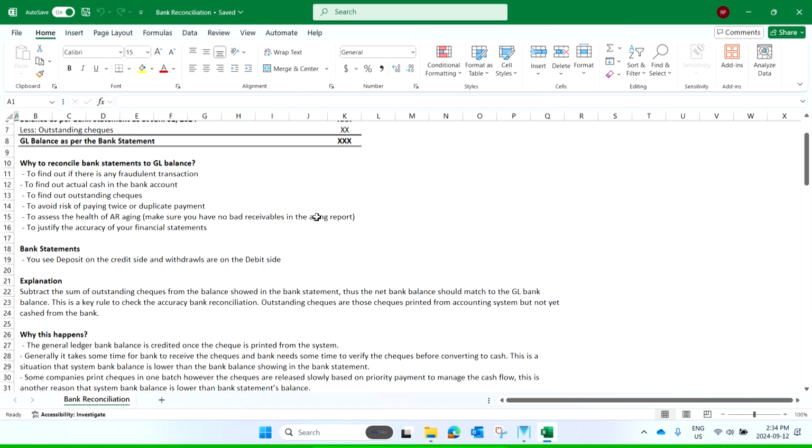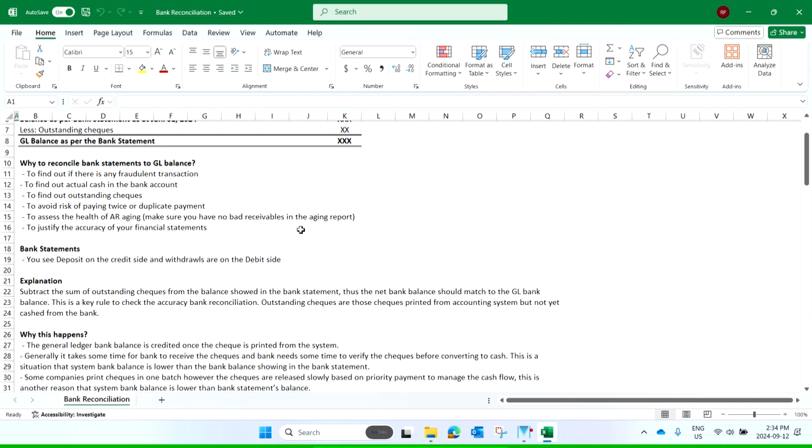So I am always extra cautious about the AR report, because I always say cash is king. When you say cash is king, where does the cash come from? It's your AR. So you have to keep your AR current, or if there are any old receivables you need to follow up on, make sure you do that.